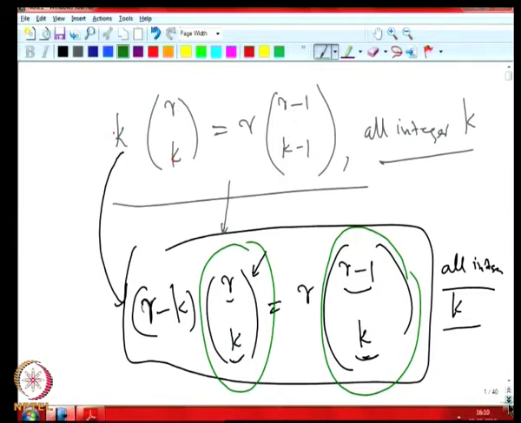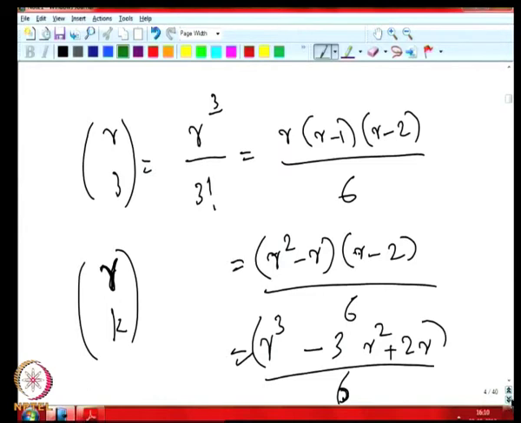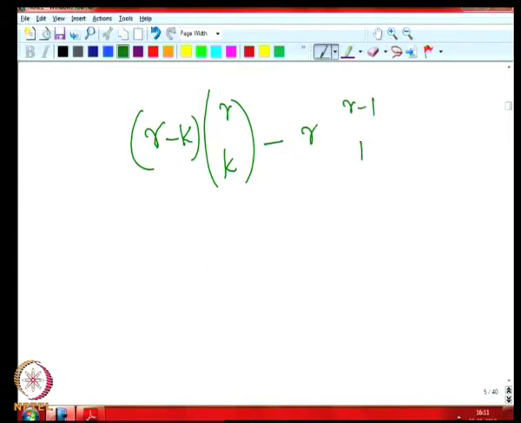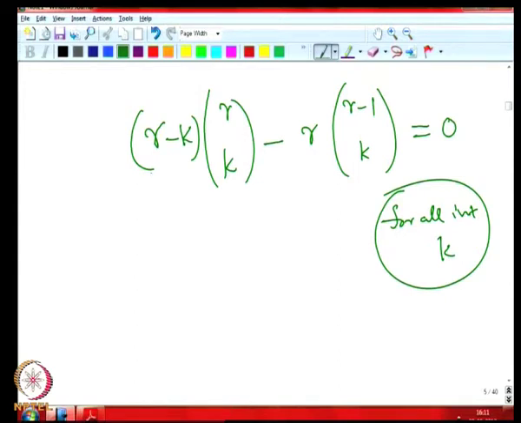So for instance, we could have rearranged it: we are trying to prove that (r minus k) times (r choose k) minus r times (r minus 1 choose k) is equal to 0. This is what we want to prove for all integer k. So this is a polynomial identity. This is a polynomial of degree k plus 1, and this is a polynomial of degree k plus 1. When you subtract, the degree is at most k plus 1, and that is equal to 0.